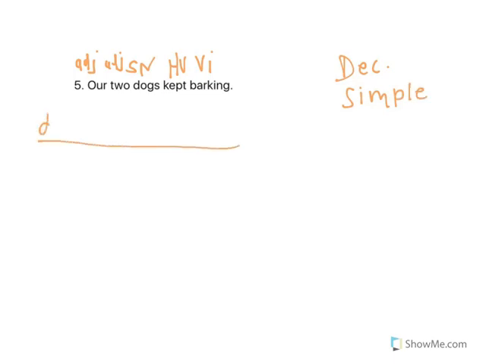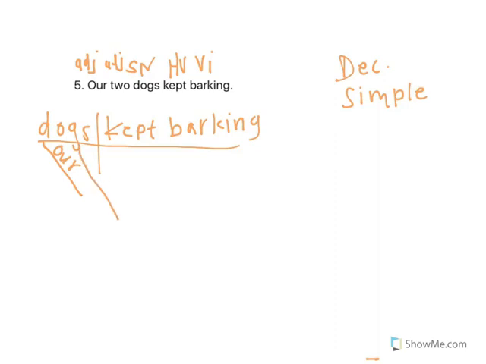So we're going to diagram. Dogs is our subject. And then we diagram it as normal. Kept barking. Then the word our is modifying dogs. The word two is also modifying dogs. Our two dogs kept barking.